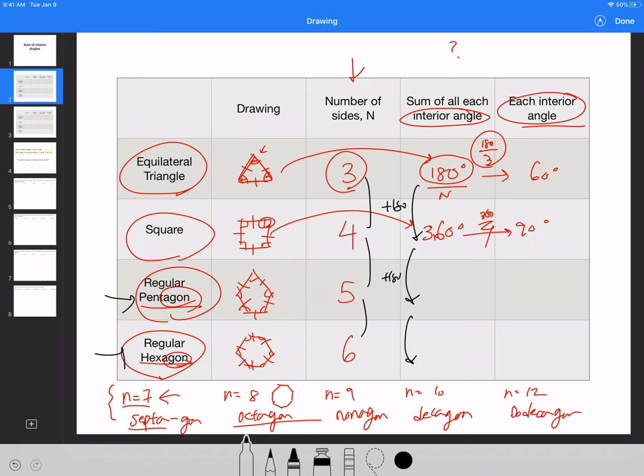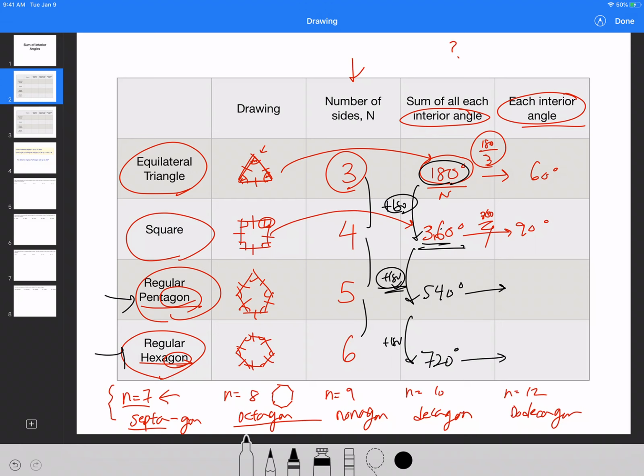So the next one is 360 plus 180, just like how 180 plus 180 gave you 360. Then you keep on adding 180s to it, which gives you 540 for this one. And the next one after that, if you add 180, becomes 720 degrees.